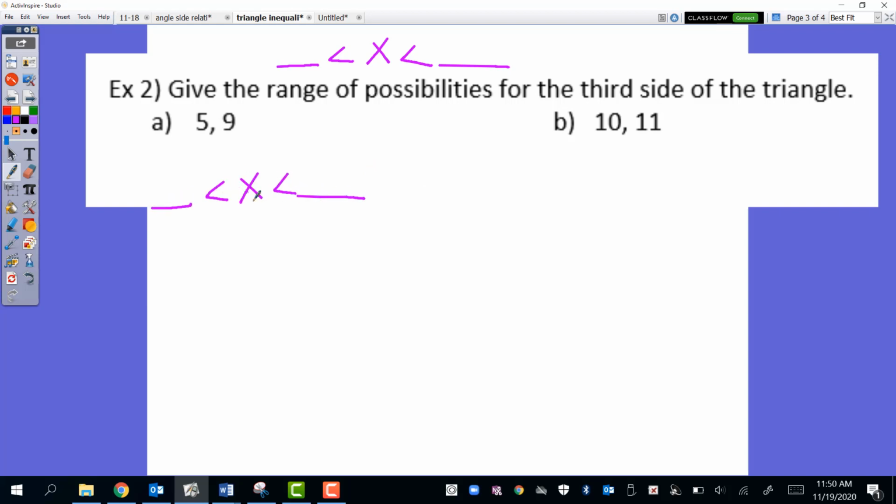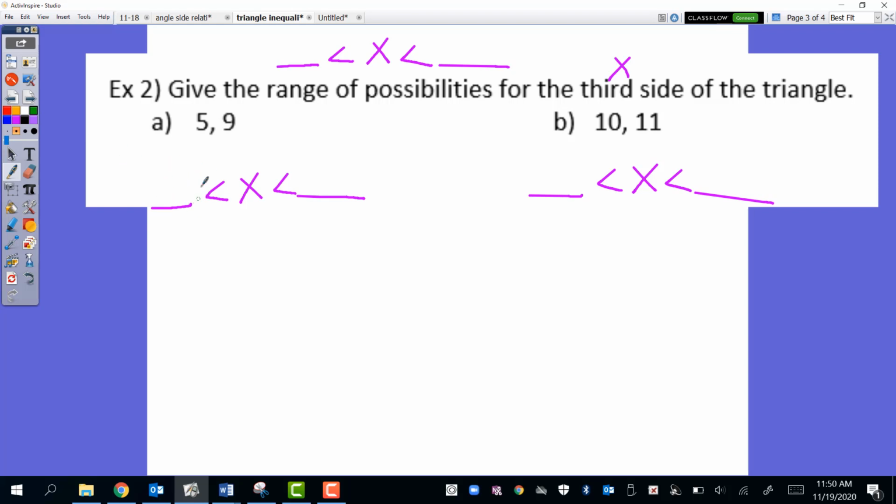X is supposed to represent the third side. That's X. Okay? So basically this is saying, oh, well, X is between whatever number we get here and whatever number we get here. So I'm going to set that up for both of them. Now, how do you figure out what numbers it has to be between? Well, that's where the two numbers they gave you come into play. So they're saying, okay, well, if two of the sides are 5 and 9, how do we use that to figure it out? So you do it the same way every time.